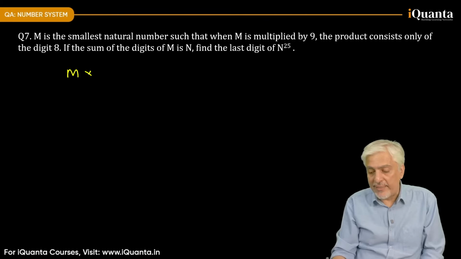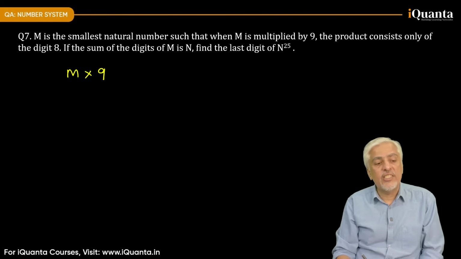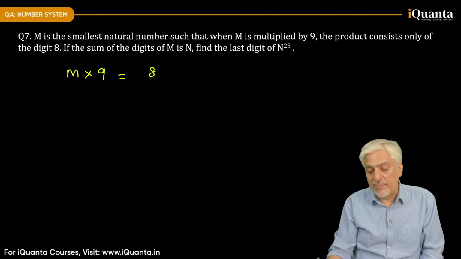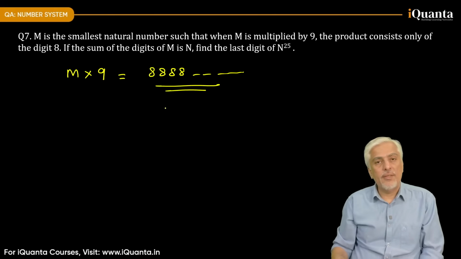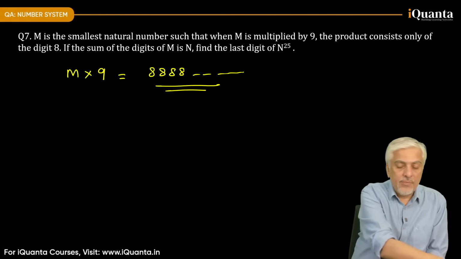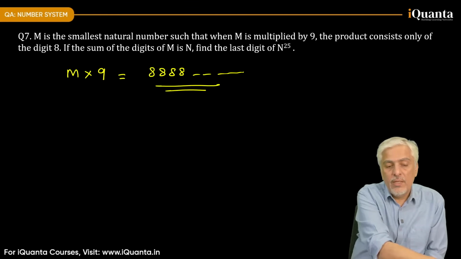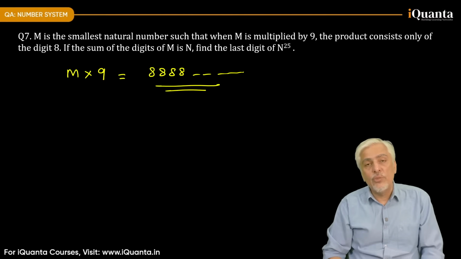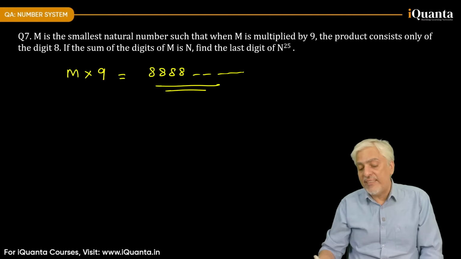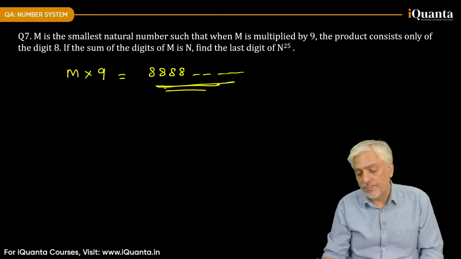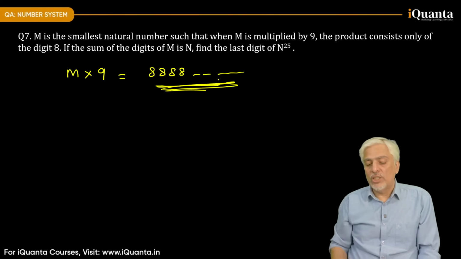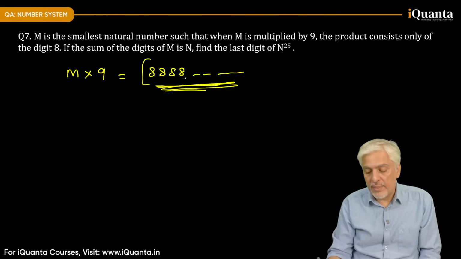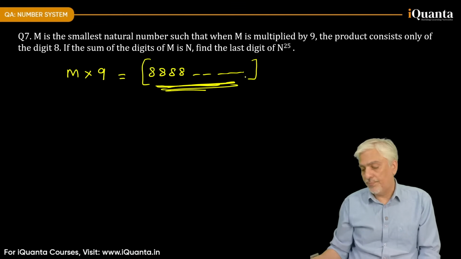M is multiplied by 9. The product consists of only the digits 8. That means we get some number which is made up of only 8s, पता नहीं कितने 8s, and ऐसा smallest number है. Now tell me, listen to me very carefully: how many 8s are needed in this answer? Because this number is a multiple of 9.